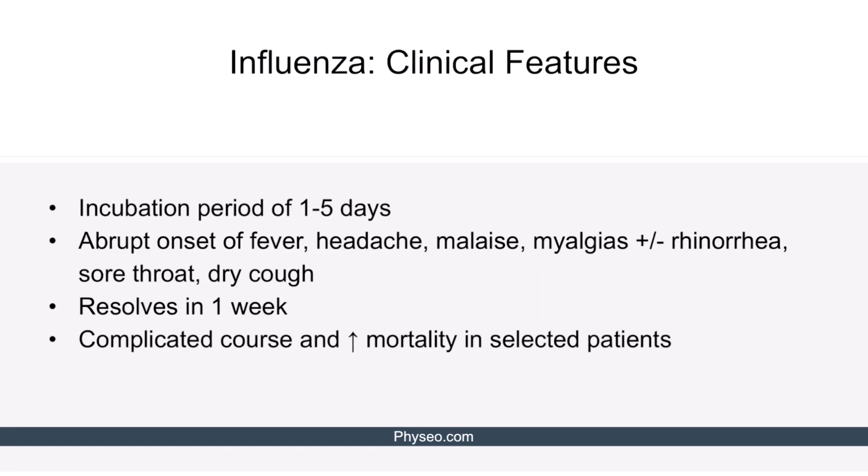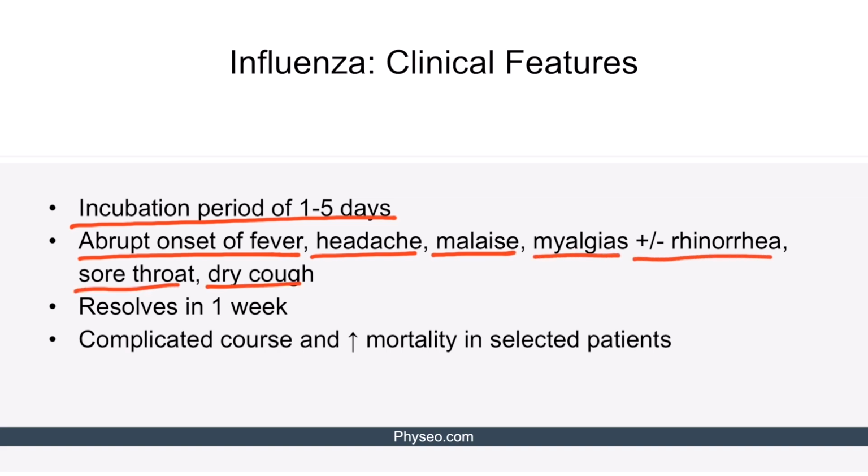Coming to the clinical features. After an incubation period of 1 to 5 days, it presents with abrupt onset of fever and prominent systemic symptoms such as headache, malaise, and myalgias. Upper respiratory symptoms such as rhinorrhea, sore throat, and dry cough are also common. In most patients, it's a self-limited illness, which resolves in 1 week.